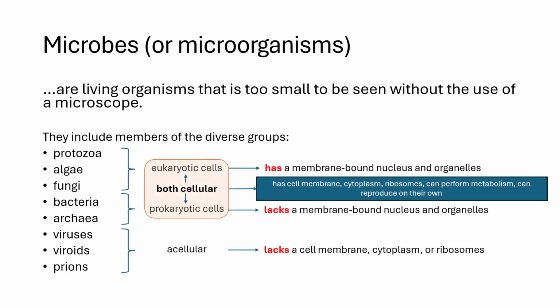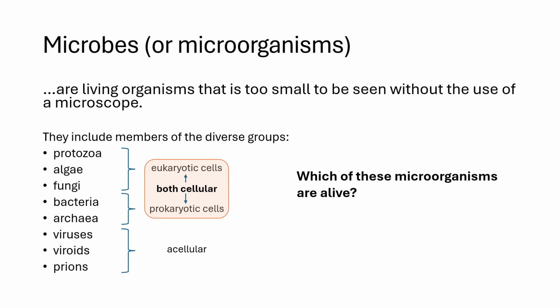I've defined what a eukaryotic cell is and what a prokaryotic cell is, and I defined what differentiates one from the other. I also said that microbes, also known as microorganisms, are living organisms. So when you hear the word organism, you assume it's something that's living. Because they're micro, they're too small to be seen without the use of a microscope. These include the protozoa, all the way down to the prions.